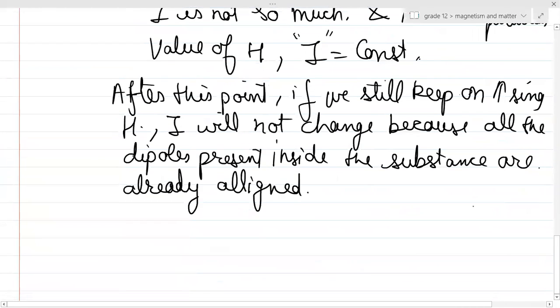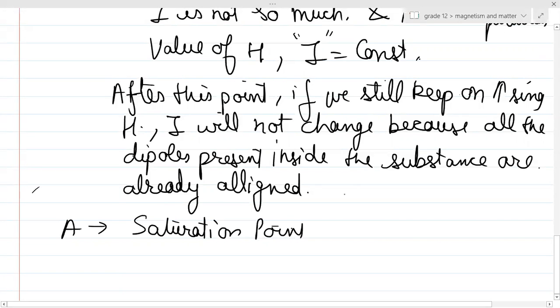Now, on increasing the value of H, there was no further effect on the current. Actually, by the way, this point A is basically called the saturation point. Saturation point is a point where all the dipoles get aligned along the direction of the external magnetic field, so that no increase or decrease in the magnetic moment of the material takes place. So that is basically the saturation point.